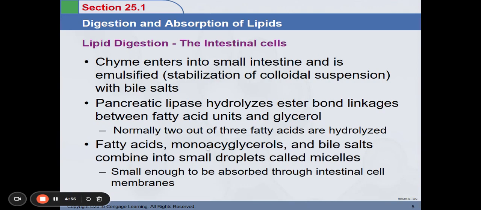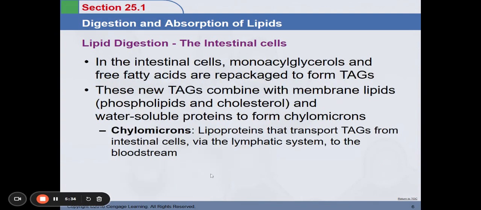So pancreatic lipase hydrolyzes. By the way, pancreatic lipase is produced, of course, in your pancreas, and it is released through a connection from your pancreas to your small intestine, so that it will aid in the hydrolysis of the ester bond linkages between your fatty acid units and glycerol. So fatty acid, monoacylglycerol, and bile salts combine into small droplets we call micelles, small enough to be absorbed through the intestinal cell membrane and into the bloodstream.